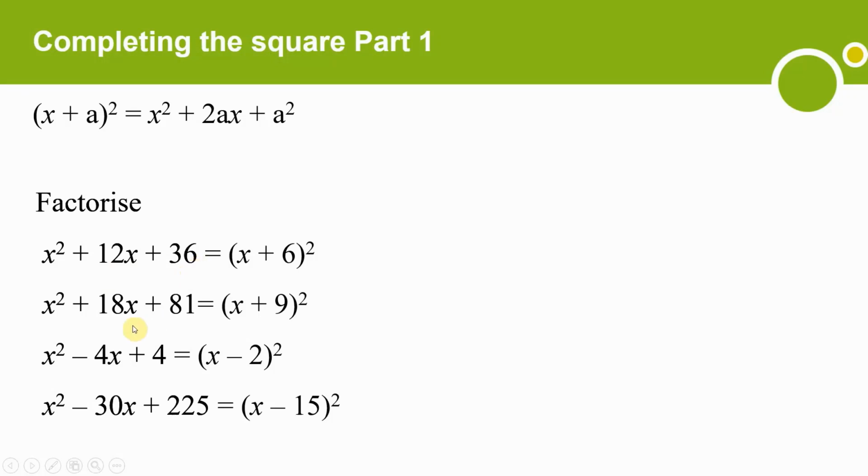Okay, just one more time. 18 divided by 2 is 9, we square it, we get 81. 4 divided by 2 is 2, we square it, we get 4. 30 divided by 2 is 15, we square it, we get 225. So this train of thoughts is important for the next lesson. So that's all for today's lesson.